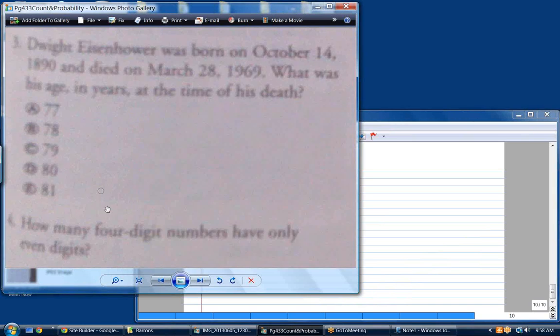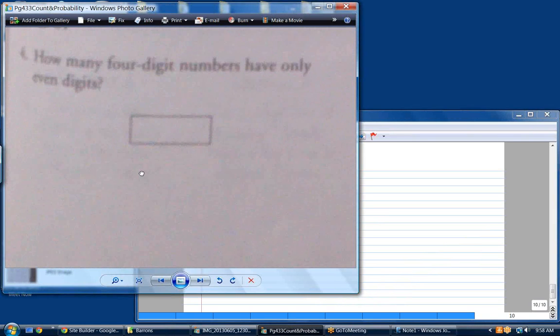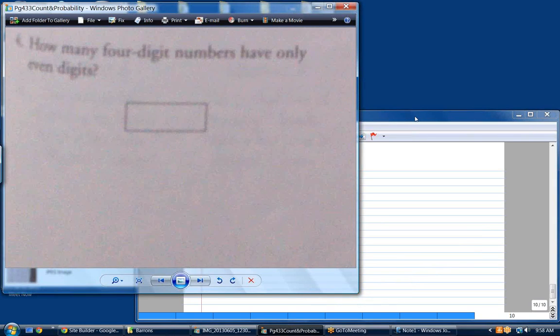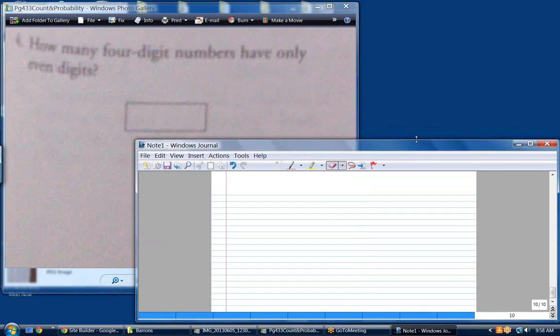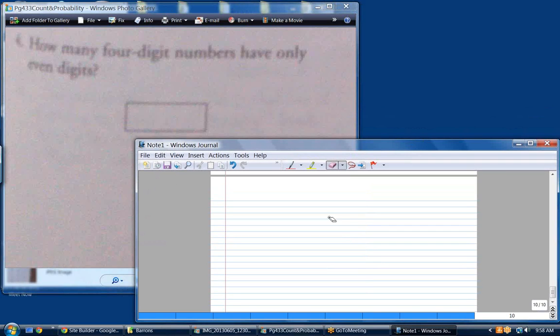All right, well, we got, I don't like this problem, but how many 4-digit numbers have only even digits?